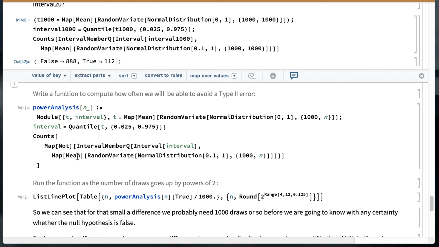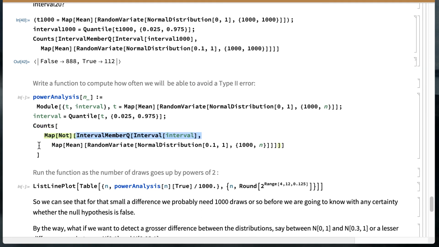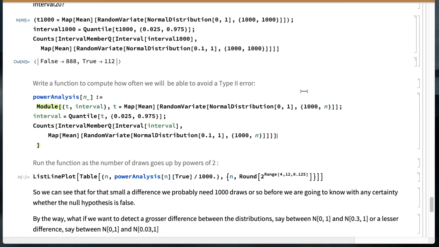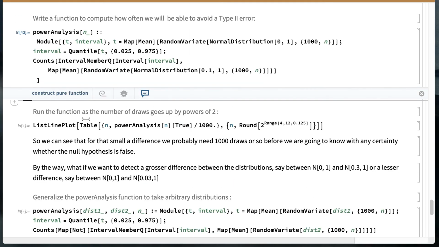And in fact, we can automate this process by writing a little function, power analysis, where we now have an arbitrary number of draws, n. And so let's do this, and now let's make a list line plot and see how we do as the number of draws goes from 2 to the 4th to 2 to the 12th.